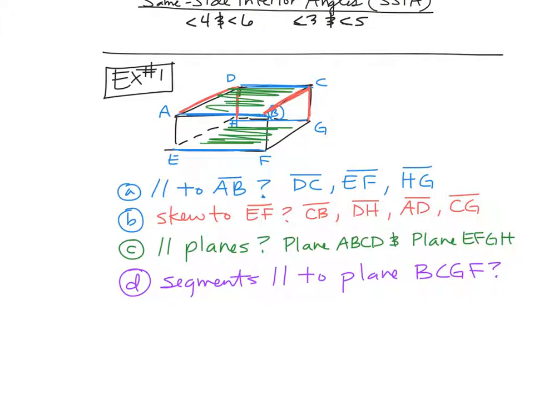So where's BCGF? It's on the bottom. No, nope, it's on the right. That's the right side. So now it's going to be the segments that are parallel to that. So segment AB, yep, and segment EH. Anything else? AE, right.